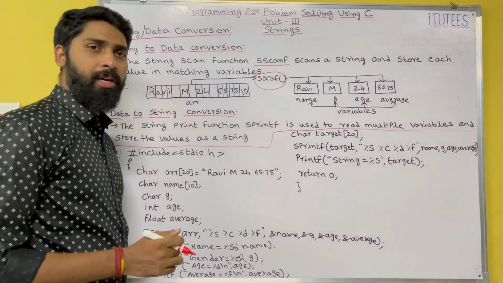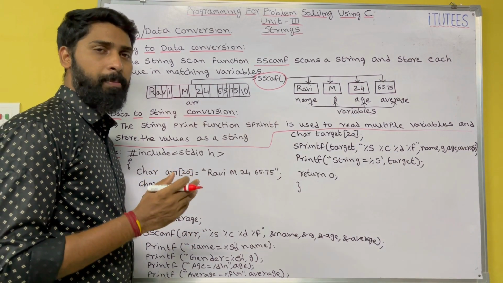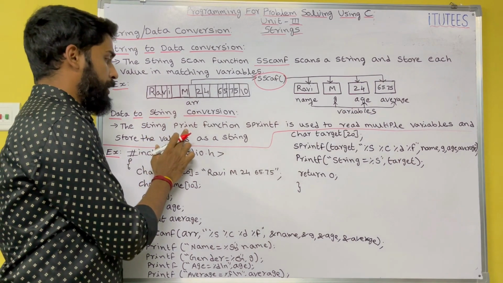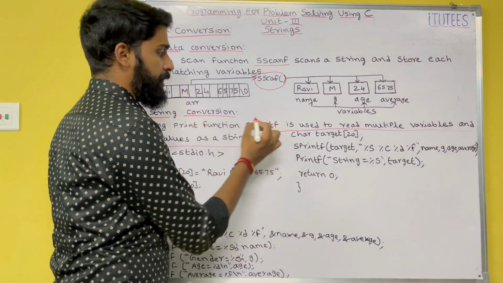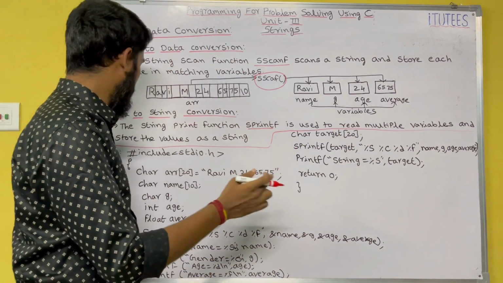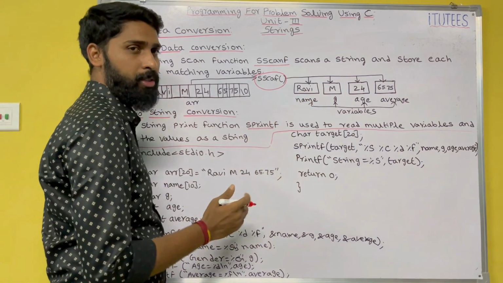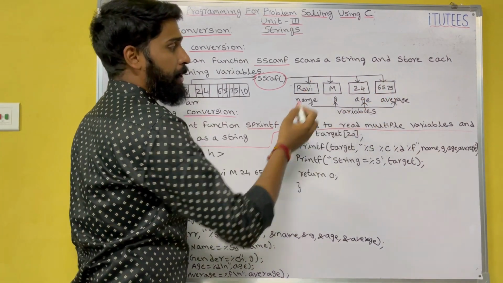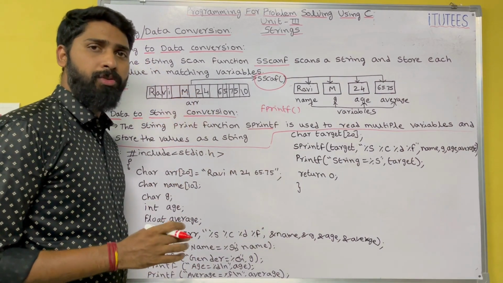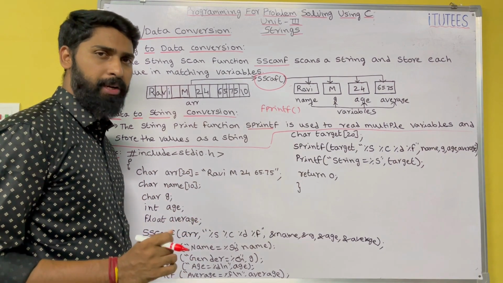And similarly, how can we convert data into a string? By using the printf function. The string print function, sprintf, is used to read multiple variables and store the values as a string. That means it is the reverse of this process: you can combine these data values and store them as a string. Now we are going to see one example program for scanf and sprintf.